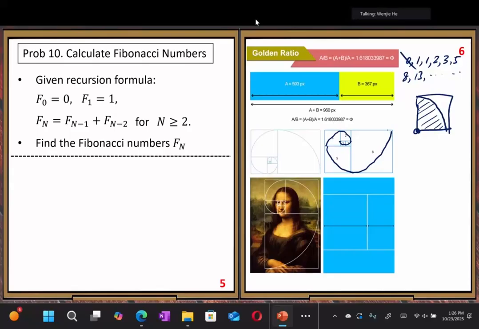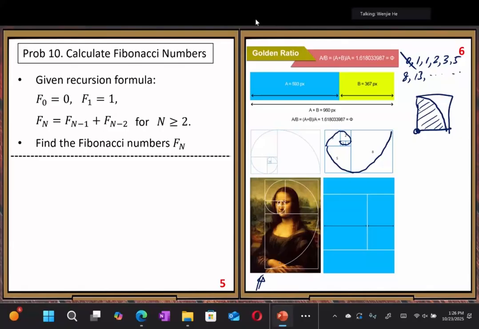People just want to explore the nice properties related to the golden ratio and the Fibonacci numbers. Some people also argue that in a famous painting, if you try to measure the location of some key points, they correspond to these Fibonacci numbers and the golden ratio.